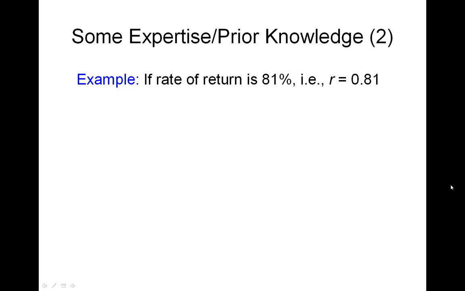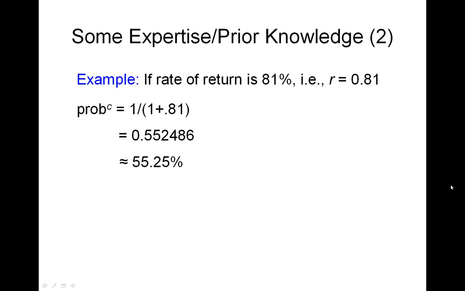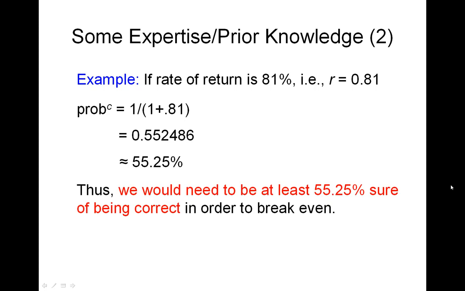So let's take a look at another example. Let's say the rate of return is 81%. That is to say that R is 0.81. That means that in order to break even, we need to be correct 55.25% of the time. Very clearly, we need to be sure that we would be right more often than we would be wrong. 55.25% to be specific, in order to break even, mind you.